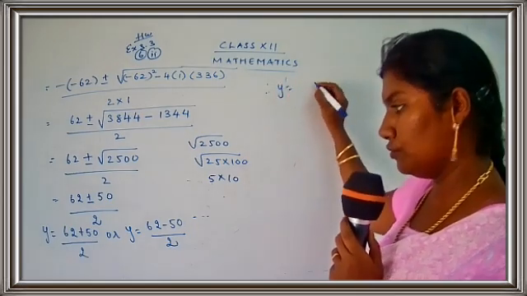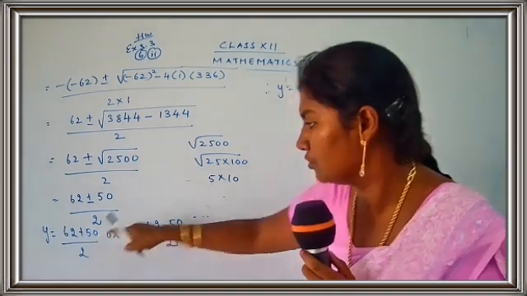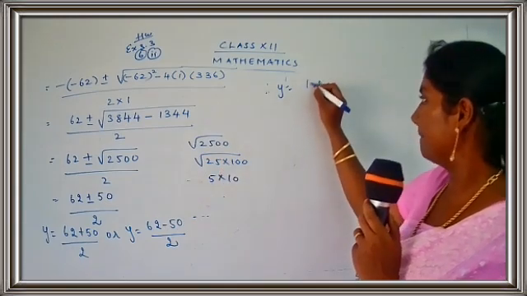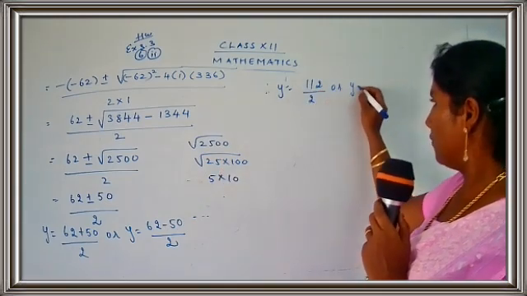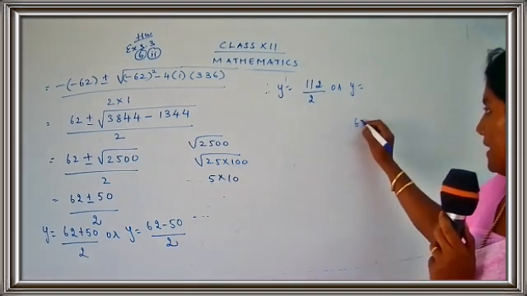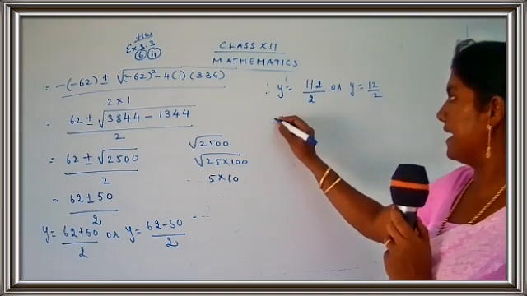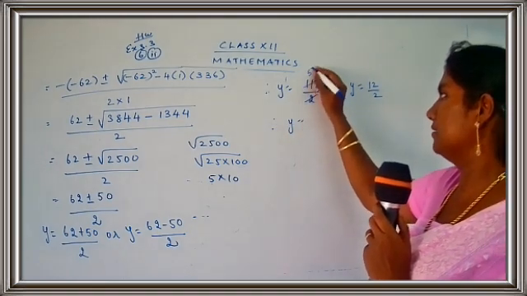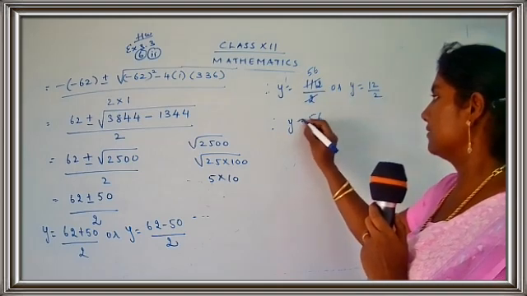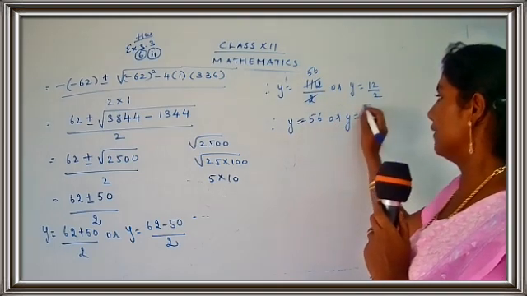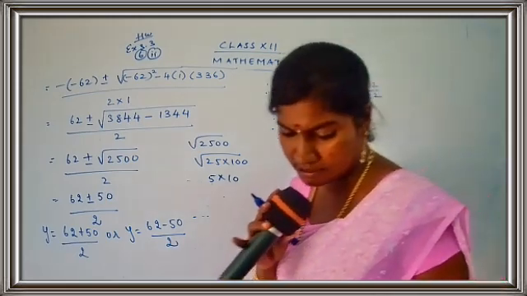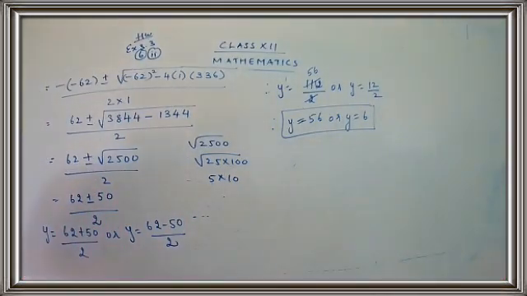Therefore, y is equal to 62 plus 50, that is 112, upon 2, or y is equal to 62 minus 50, that is 12, upon 2. So y is equal to 56, or y is equal to 6. I got the value for y as 56 or 6. Still, our work is not done. We have some more steps to go with.